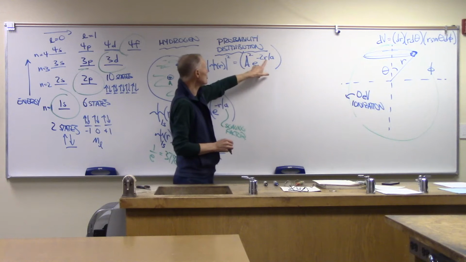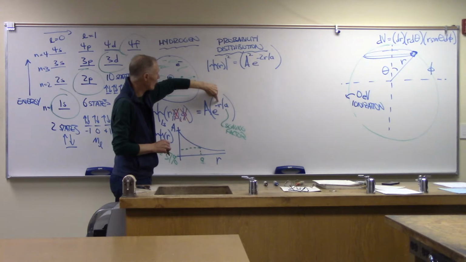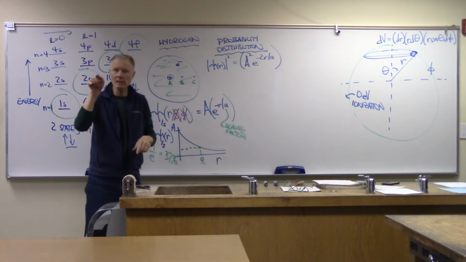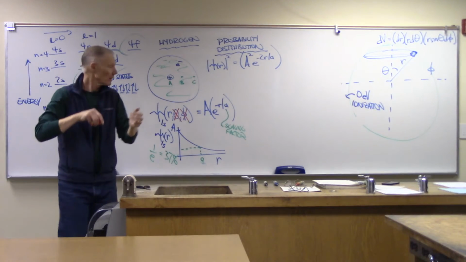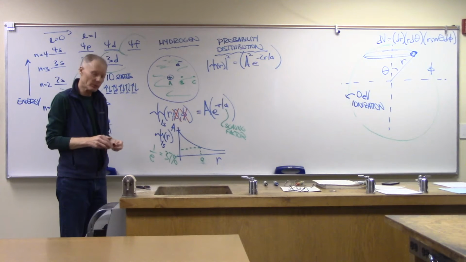If I get out to a distance r that equals a, oh, sorry, wrong function. If I get out to a value of r that equals a, what I'm going to have inside here is a factor of e to the minus 1. And it turns out that e to the minus 1 is about 37%.